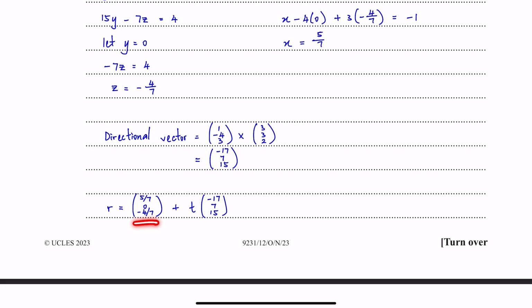So this can be different depending on which variable you let as 0. If you let x as 0, then you will get a different answer for this point. But the directional vector should always be the same.